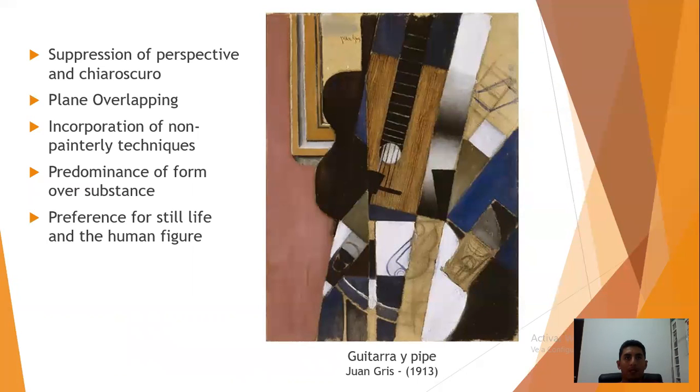Predominance of form over substance. In Cubism, the visual analysis and the plastic elements themselves had the leading role. Preference for still life and the human figure as subjects.